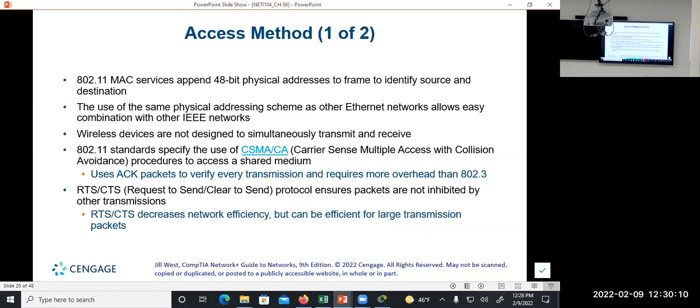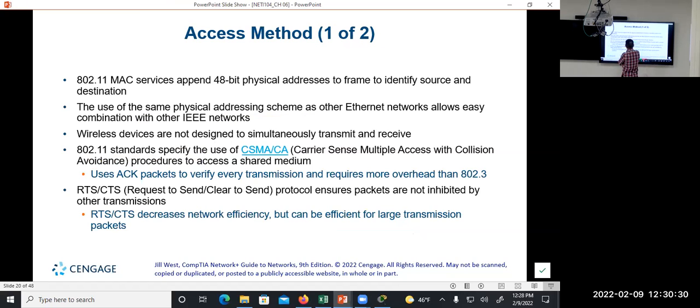Okay, now we have the access method. The access method is how you can access the media, right? The access method has some definitions. The first one is the MAC address. You know that, right? The MAC address is 48 bits here.